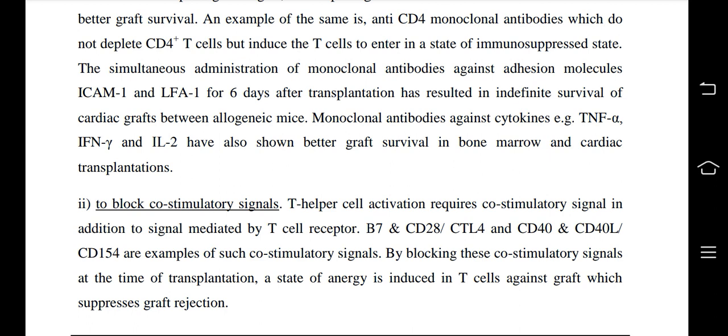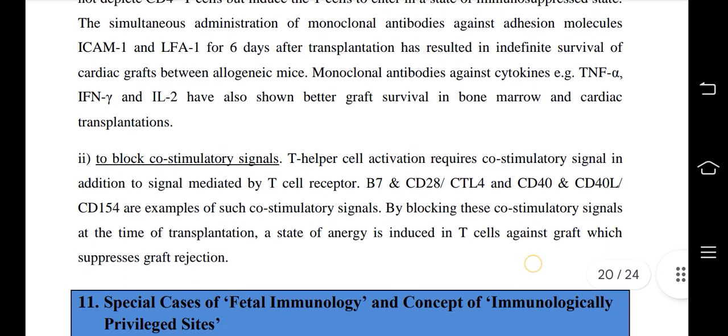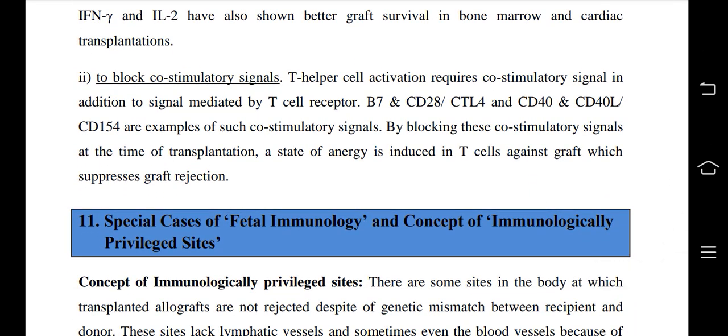Monoclonal antibodies against cytokines like TNF-alpha, IFN-gamma, and IL-2 have also shown better graft survival in bone marrow and cardiac transplantations. Then, to block co-stimulatory signals: T helper cell activation requires a co-stimulatory signal in addition to the signal mediated by the T cell receptor. B7 and CD28, CTLA4, and CD40 and CD40L are examples of such co-stimulatory signals. By blocking these co-stimulatory signals at the time of transplantation, a state of anergy is induced in T cells against the graft, which suppresses graft rejection.